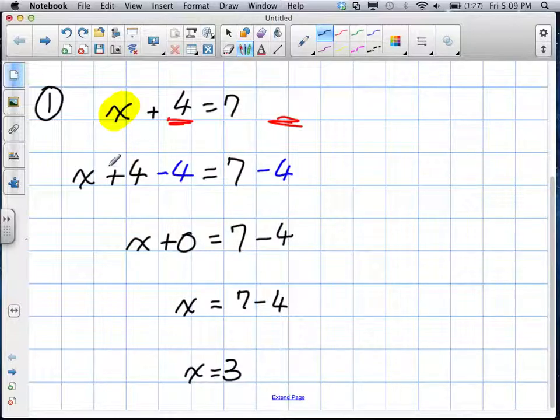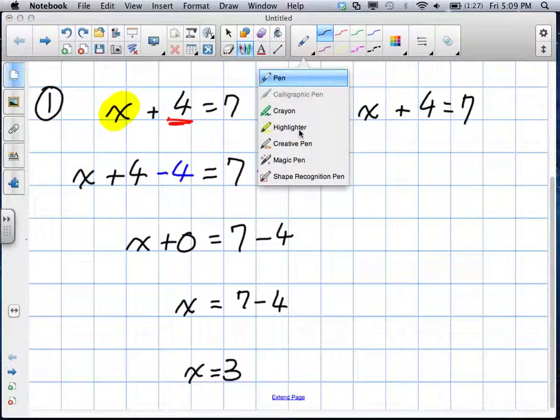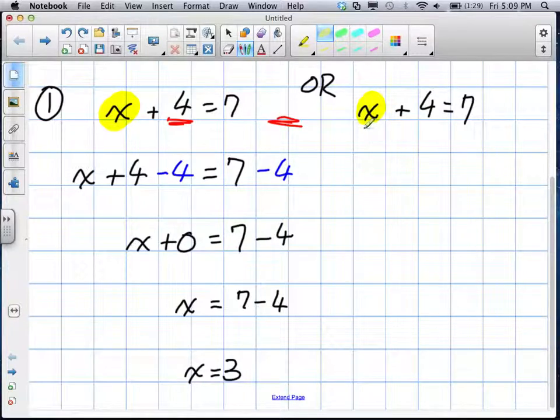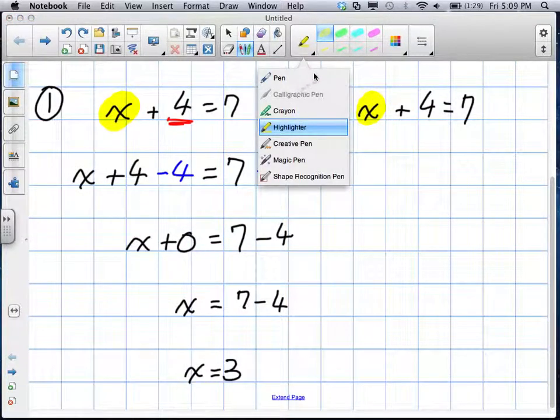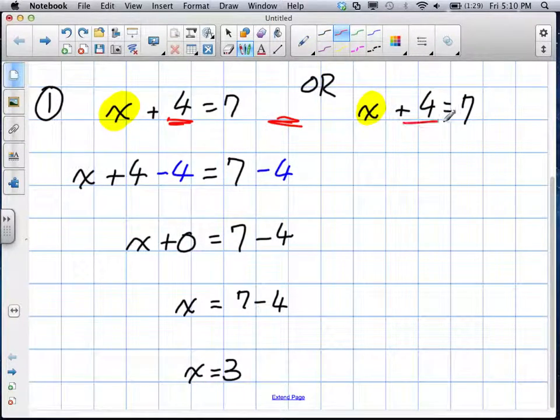We know that works. But that's the long way of doing it. That's step by step everything we've done. A short way of doing this question, we'll say x plus 4 equals 7. Remember, we're trying to isolate for the variable. We want the variable by itself always. So I want to move positive 4 to the other side of the equation.